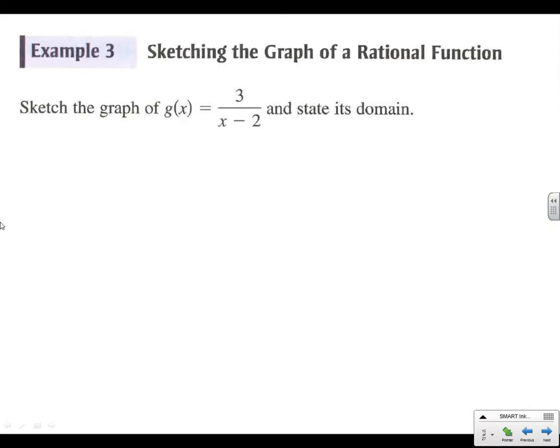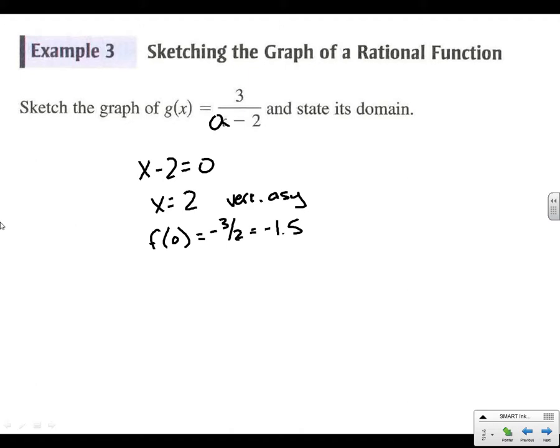So here we go. 3 over x minus 2. First step is simplify. It is. Let's talk about the zeros of the numerator. There's none. How about the zeros of the denominator? X minus 2 equals 0, so x equals 2. That's going to be an asymptote. Okay, at that point, let's plug in 0 here. That's 3. So f of 0 equals 3 over -2, -3 halves, -1.5.